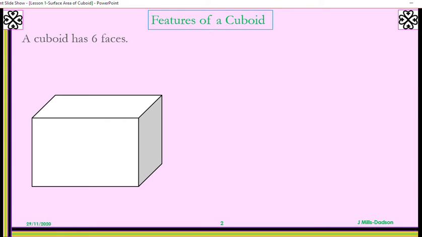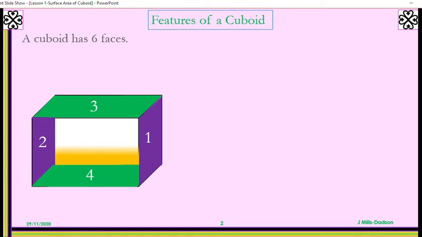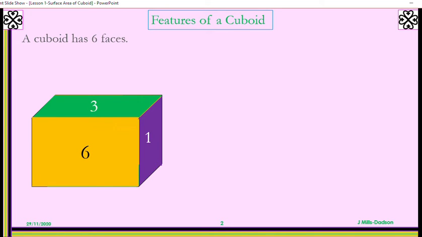Let's look at this cuboid and identify some of the features. We say a cuboid has 6 faces. Let's identify the faces. 1, 2, 3, 4, 5, 6. So there are 6 faces. And each of the faces that you see has a hidden identical face directly opposite.